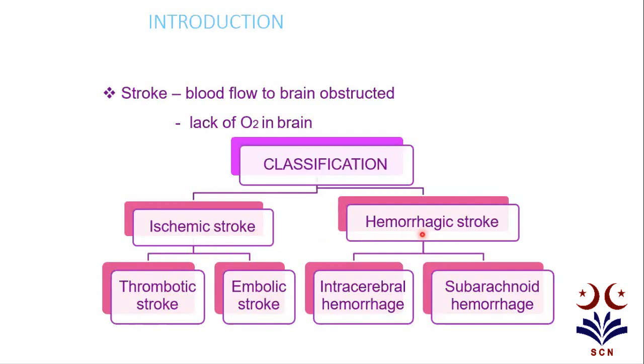In hemorrhagic stroke, when the hemorrhage occurs, there is an intracerebral hemorrhage, where the hemorrhage is inside the brain somewhere, and then there is the very important subarachnoid hemorrhage. This is hemorrhage in the subarachnoid space, which contains the cerebrospinal fluid, present between the arachnoid and the pia mater, the meninges. So these are the various types in the classification of stroke.